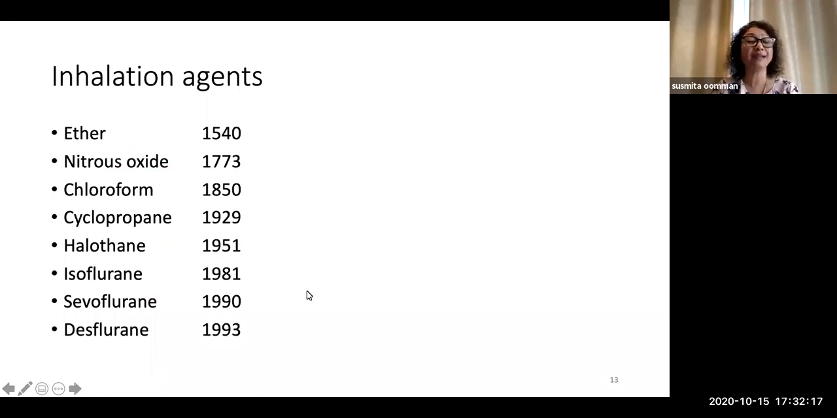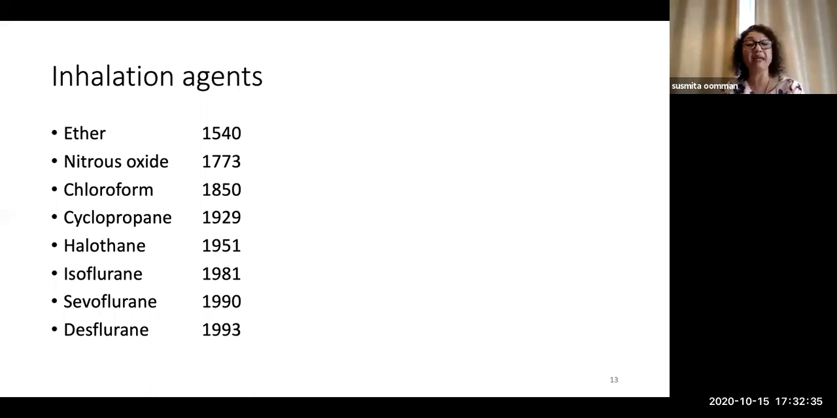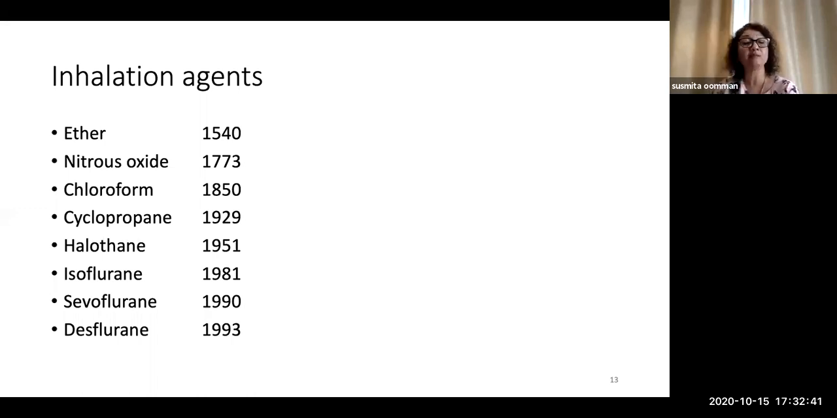Now this is just a list. I know it's a lot, but I'm trying to cover a big topic in a short time. So here you can see that ether came out in 1540, nitrous oxide 1773, chloroform mid-1850s, then cyclopropane came out in 1929. Cyclopropane is a very effective anesthetic agent. It sends people off to sleep by just 2 or 3 breaths, but it is very inflammable. And there had been incidents where it caught fire in the theater. So it went out of favor.